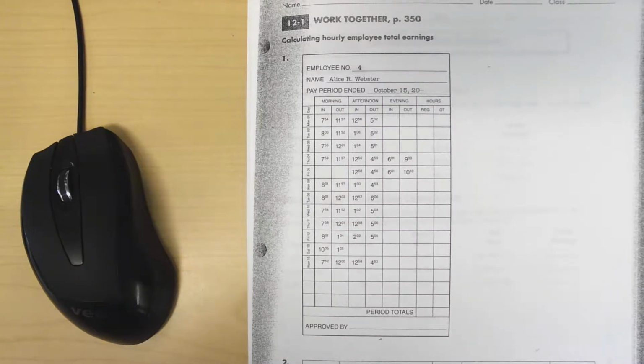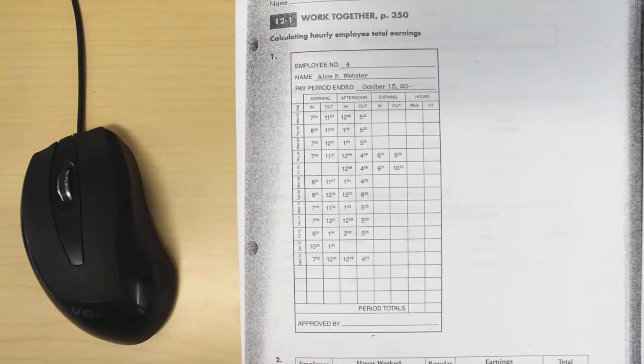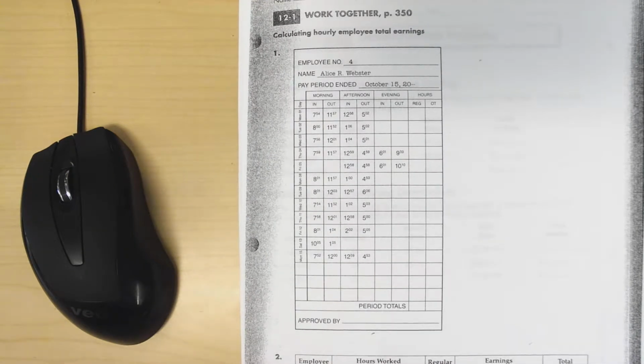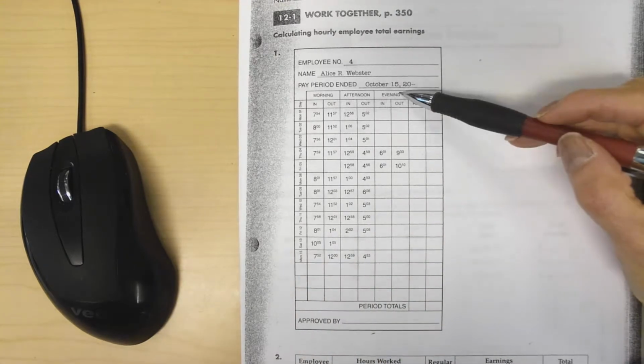Today we're going to be working on time cards. So Chapter 12 is all about payroll. And even though a number of things are automated anymore, it's a good idea to understand how hourly employees' hours are calculated. And so what you have before you is Alice.